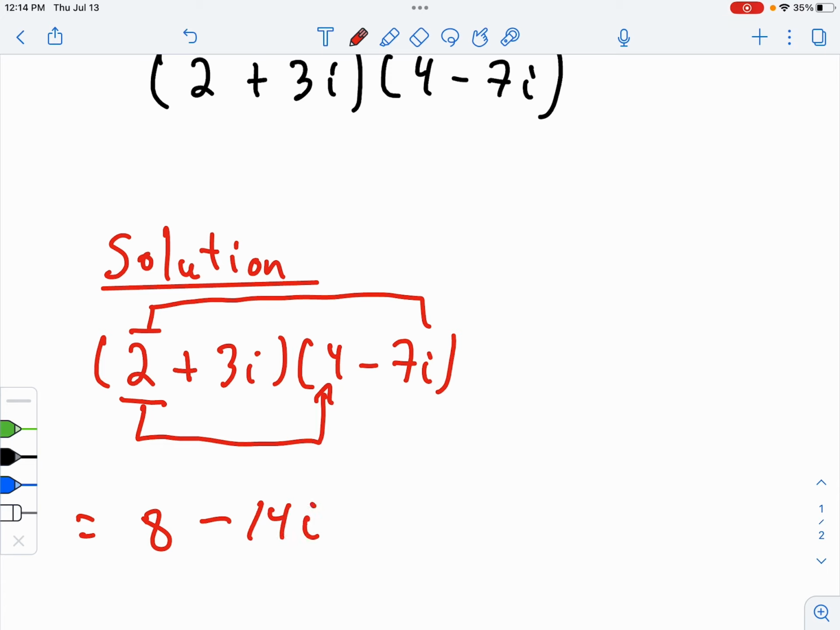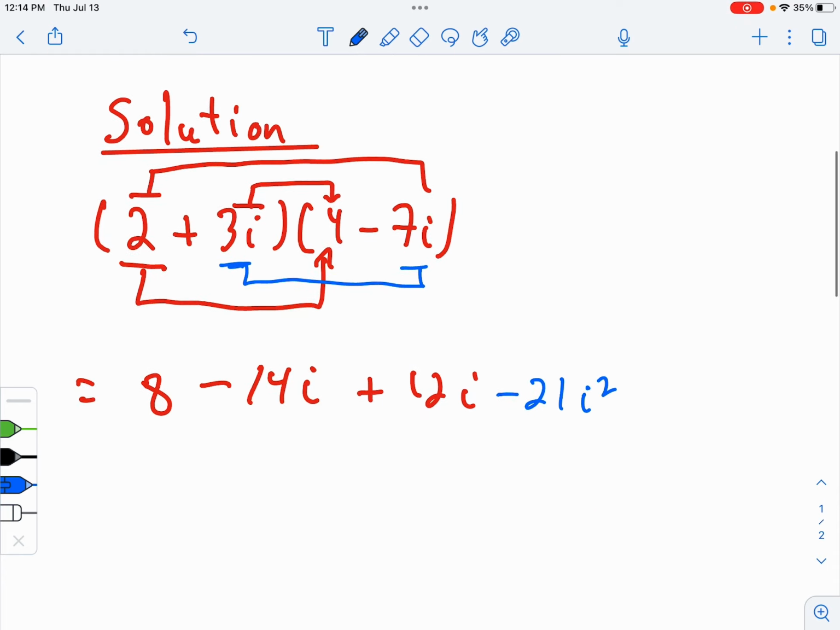So we multiply the two numbers together and just attach the i. And then we have 3i times 4, which is 3 times 4, 12i. And then last but not least, 3i times the minus 7i. 3i times minus 7i would give me a minus 21, and then i squared, because i times i is i to the second.